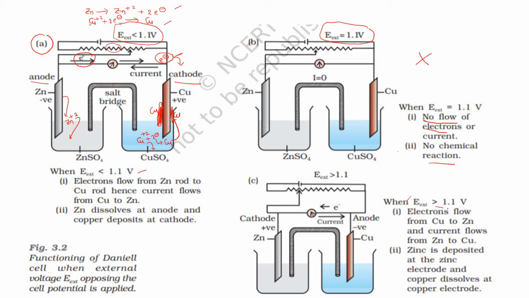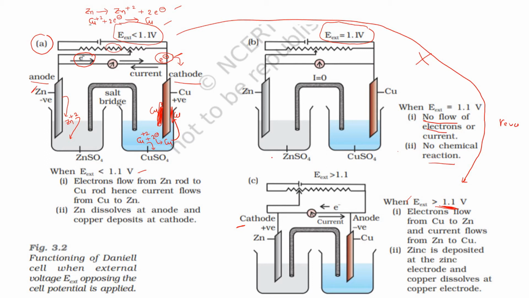Now, if I apply an external voltage of more than 1.1, greater electricity, what happens here? This becomes reverse. Completely reverse. Reverse means actually the anode and cathode interchange. Zinc, which was the anode in the previous case, now acts as the cathode.